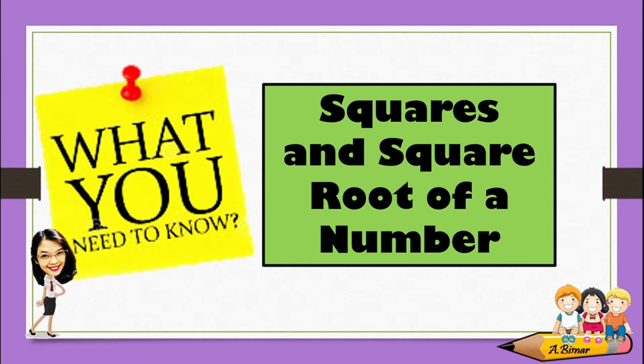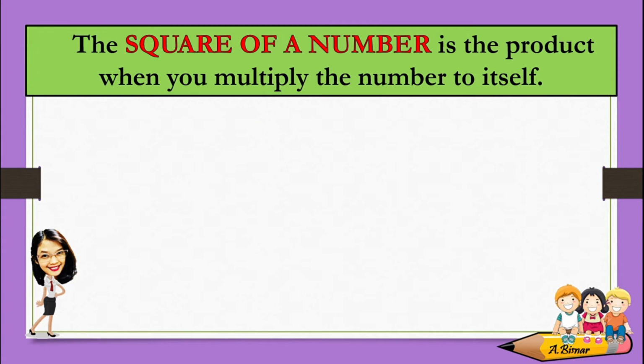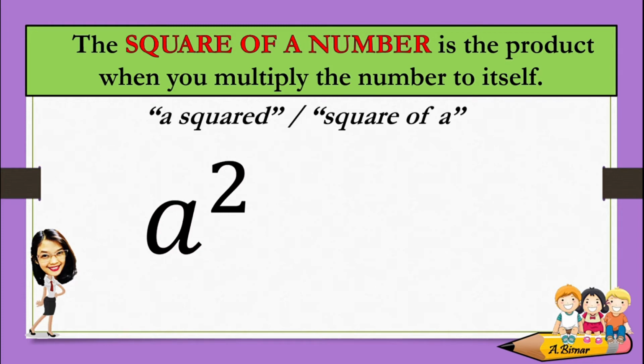This lesson is about squares and square root of a number. Let us start by defining what is a square of a number. The square of a number is the product when you multiply the number to itself. Say we have a squared, which can also be read as square of a. A is the base, and 2 is the exponent, or also known as the power.